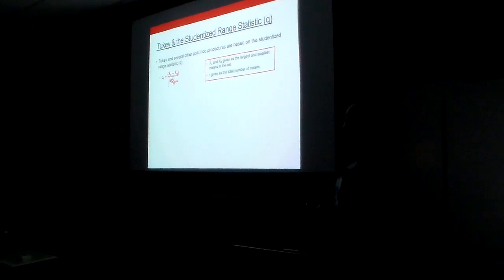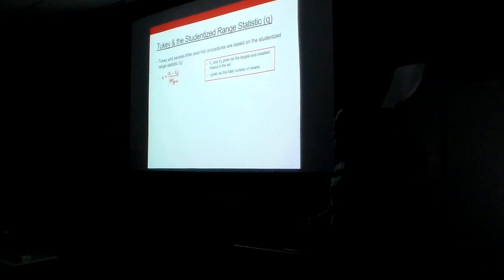Okay. The big one is Tukey's. Everybody loves Tukey, right? But Tukey's a little bit complex in terms of how you go about calculating it. But if you know the ins and outs of how Tukey is calculated, you can use it a little bit more flexibly. So Tukey and a number of other post hoc procedures are based on what we're calling a studentized range statistic. I gave you a handout. You've got a Q table.